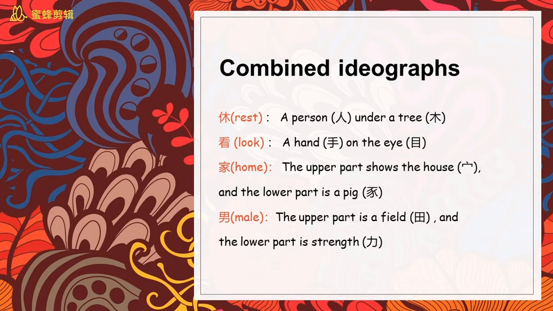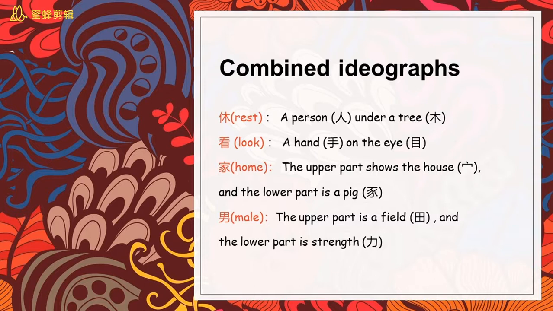Combined ideograph. In this combined creation, the Chinese characters consist of 2 or more components, and the shape and meanings of the 2 parts together express its meaning. For instance, 休, rest, is a person under the tree, meaning rest. 看, look, is a hand on the eye, indicating the gesture of looking.